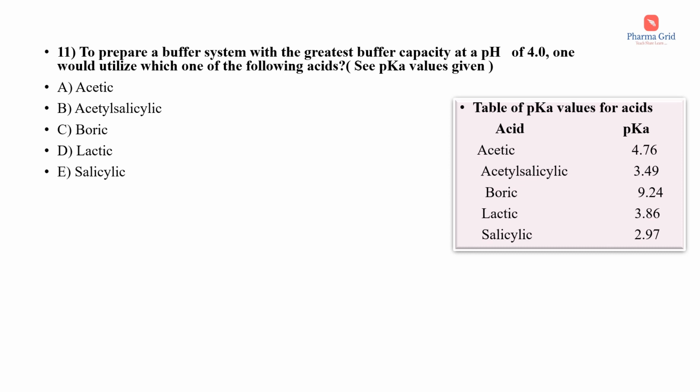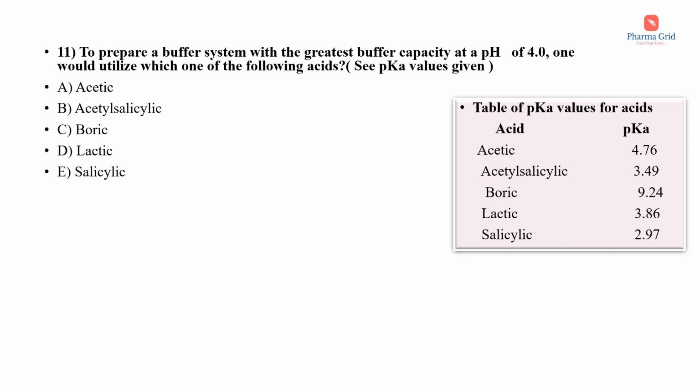So let's continue with the chemistry related recall questions. Question number 11. To prepare a buffer system with the greatest buffer capacity at a pH of 4, one would utilize which one of the following acids? See the pK values given. So the options are acetic acid, acetyl salicylic acid, boric acid, lactic acid and salicylic acid.